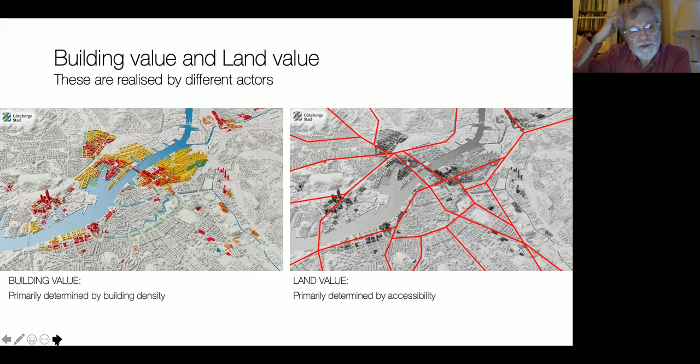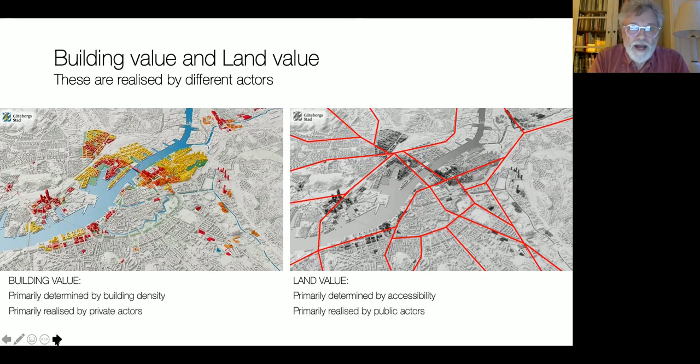Obviously, you see here, this is exactly what space syntax does. It tries to develop an understanding of what we here call accessibility in the city and how it creates qualities, but also value. Moreover, the building value is very much realized by private actors. This is where the different developers come in and develop land and exploit land according to certain plans and so forth, whereas the accessibility is primarily realized by public actors.